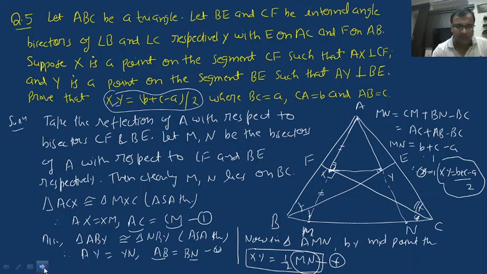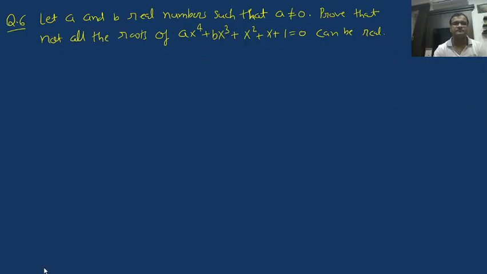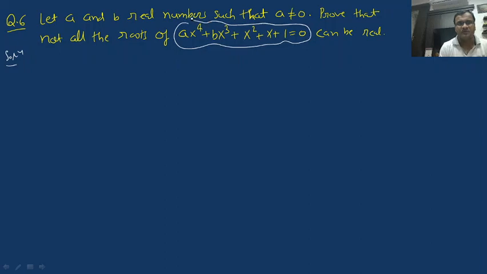Okay, now let's move to the last problem. Let A and B be real numbers such that A is not equal to 0. Obviously, the leading coefficient cannot be equal to 0. Prove that not all the roots of this equation can be real. In this problem, we have to show that all the roots of this equation, this 4-degree equation, cannot be real simultaneously.